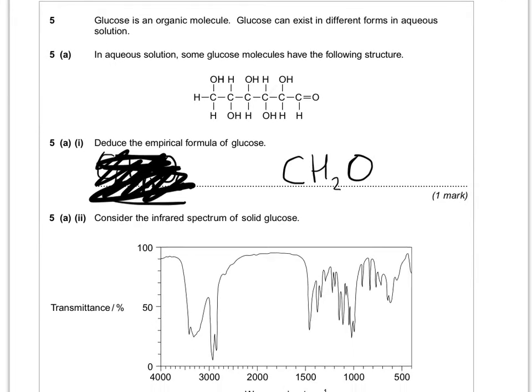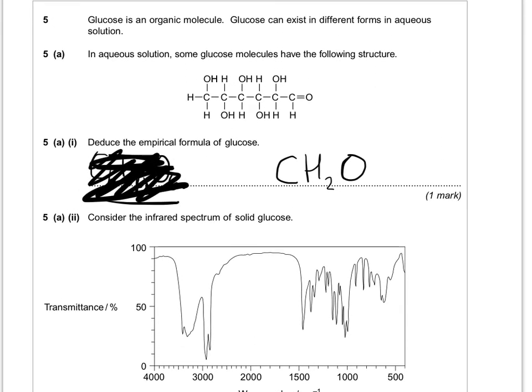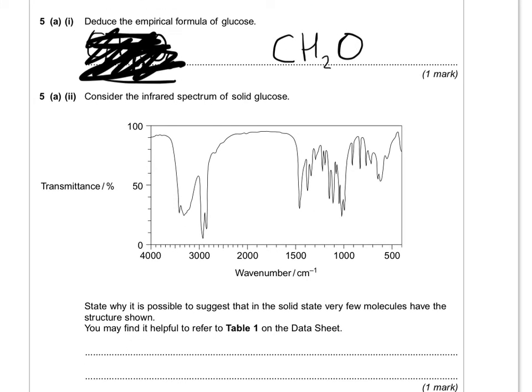Next question is an infrared spectrum question. So it says, state why it is possible to suggest that in the solid state very few molecules have the structure shown. So the structure, you can see, has OH groups, alkyl OHs, and a C=O bond. If we look at the infrared spectrum, you can see there is a peak at around 3,300 where you would expect an alkyl OH peak. Now, I have said to you before that it should be a rounded peak, but this one doesn't seem to be. The reason why that isn't the answer is because a C=O peak should occur at around 1,700, and that is missing. You can see that.